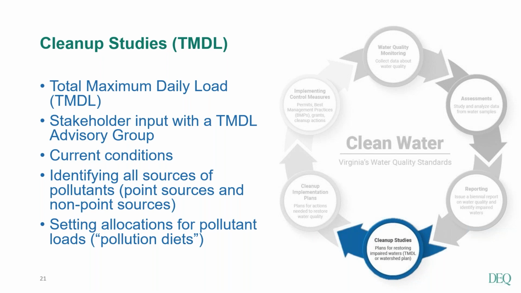Cleanup studies include an allocation for pollutant loads from permitted point sources, waste load allocations, and allocations for pollutant loads from non-point sources that are not subject to permitting requirements or load allocations. Breaking this down a bit, this means that we take a look at the current water quality conditions. We try to identify the sources of pollution, both point source, such as, again, a wastewater treatment plant discharge pipe, and non-point source, such as streets and rooftops and agricultural fields, which are not required to have DEQ permits.